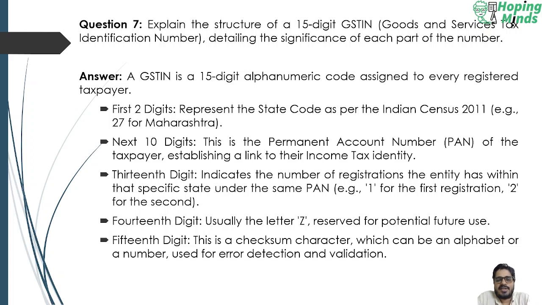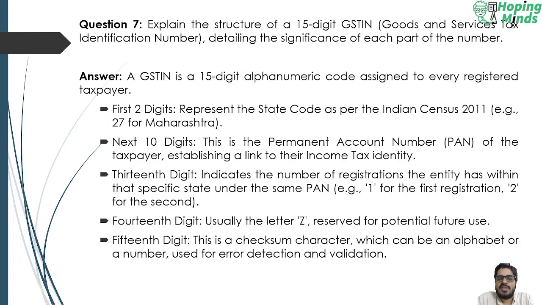Next, the 13th digit in GSTIN, it indicates the number of registration the entity has within the specific state under the same PAN. Example, 1 for the first registration, 2 for the second registration. So if certain entity has 5 registrations, each for its branches within the state, then the last registration that would have been taken will have numeric 5 in its 13th digit.